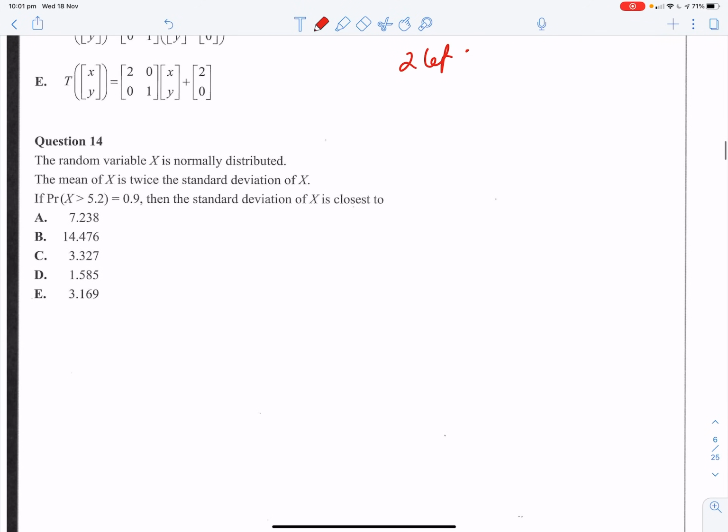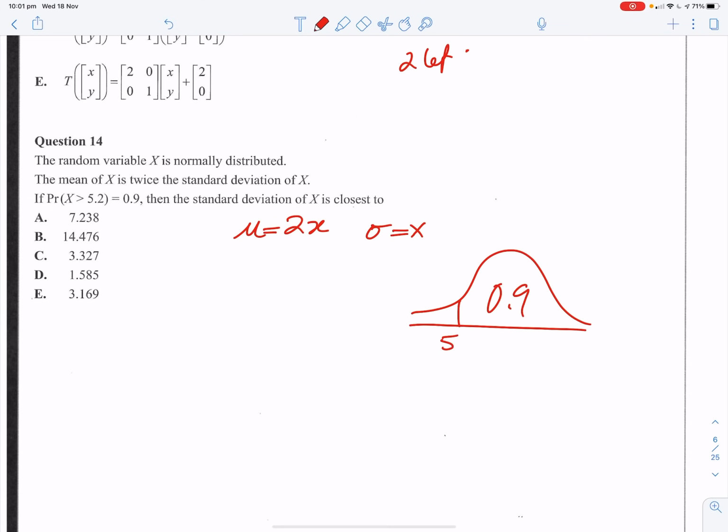Okay. The random variable x is normally distributed. The mean of x is twice the standard deviation of x. So let's say the standard deviation is x. The mean would be 2x. The probability that x is greater than 5.2 is 0.9. So there's 0.9. That's 5.2. So we know this area in here is 0.1.